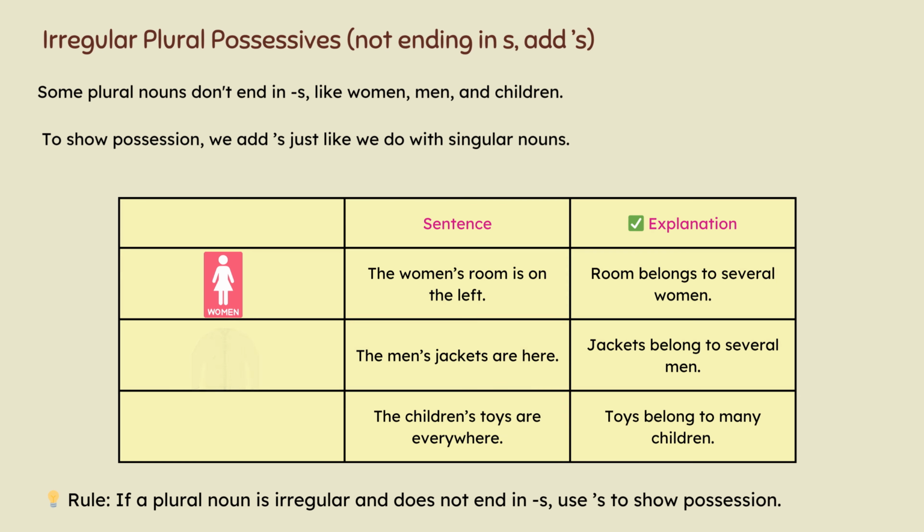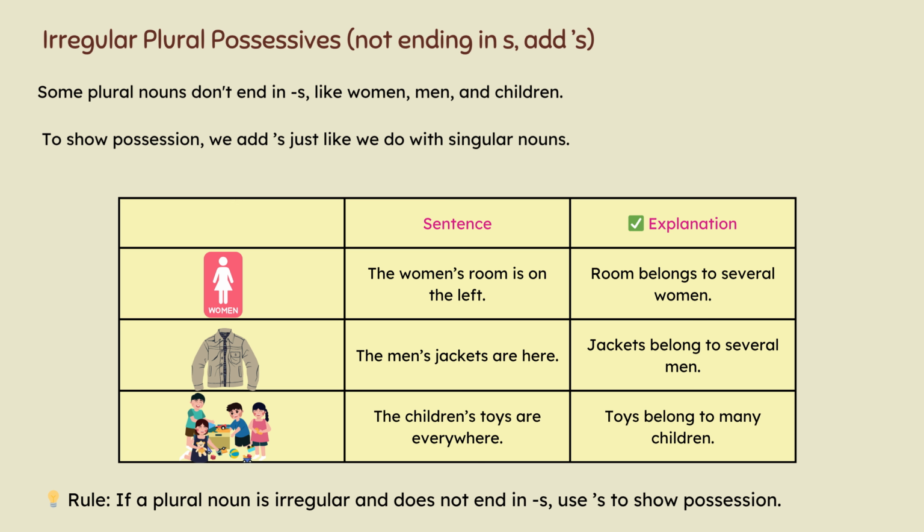Let's now look at irregular plural possessive nouns. These are plural nouns that do not end in s, like women, men, and children. The rule here is, since these words don't end in s, we add apostrophe s to show possession, just like we do with singular nouns. Examples: the women's room is on the left.